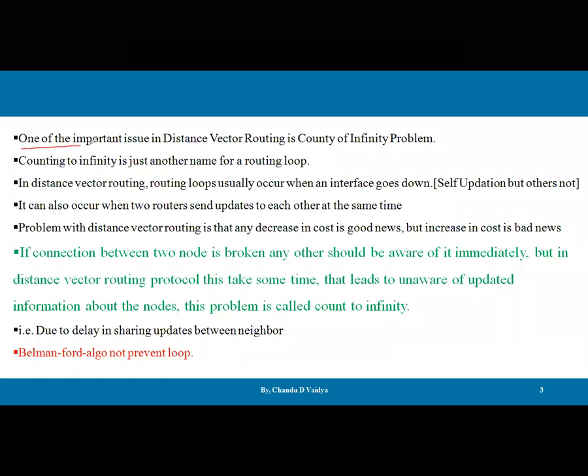one of the important issues in the distance vector routing protocol is the count to infinity problem. This count to infinity problem arises or occurs in the distance vector routing protocol. Count to infinity is just another name for the routing loop, where a routing loop is created and there is no path available to reach a particular destination. How that occurs, we will discuss later on.